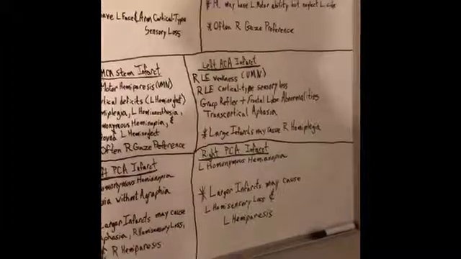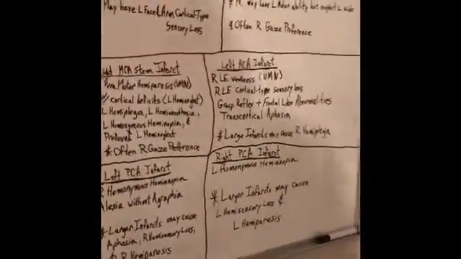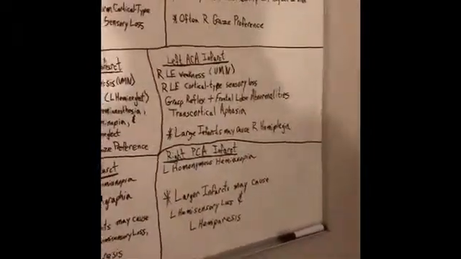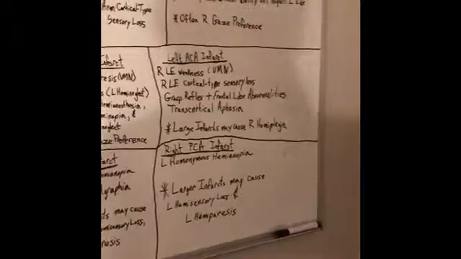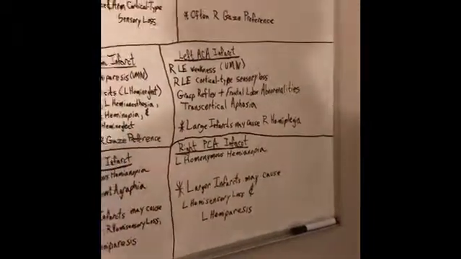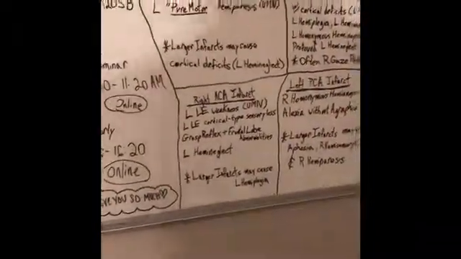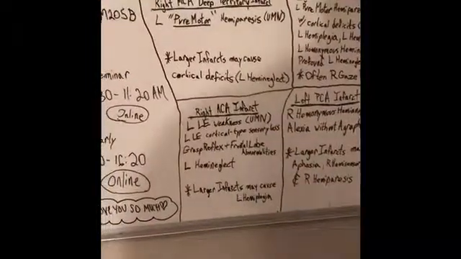Also, right lower extremity weakness of the upper motor neuron type, right lower extremity cortical type sensory loss, so not being able to feel anything, and then the larger infarcts can actually cause paralysis on the right side. Moving down, almost done, to the right anterior cerebral artery infarct.